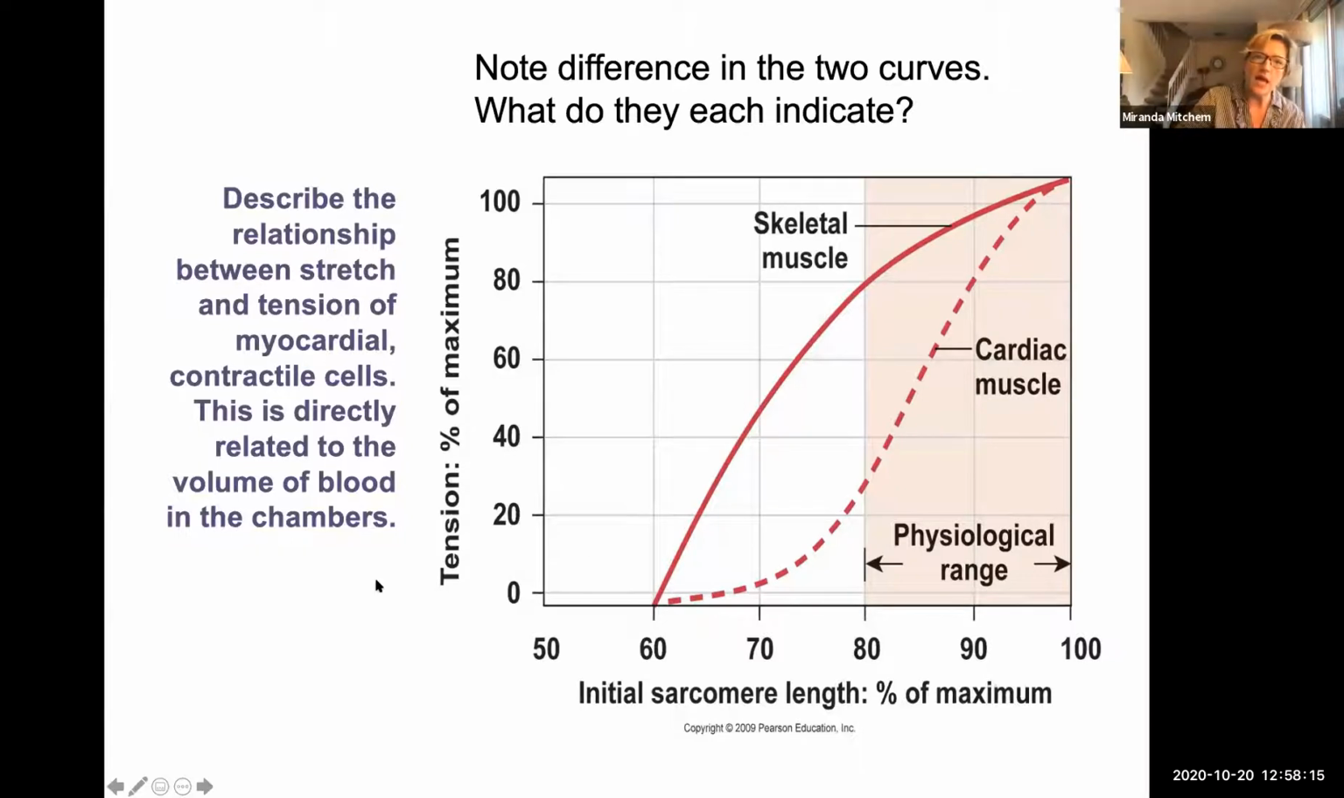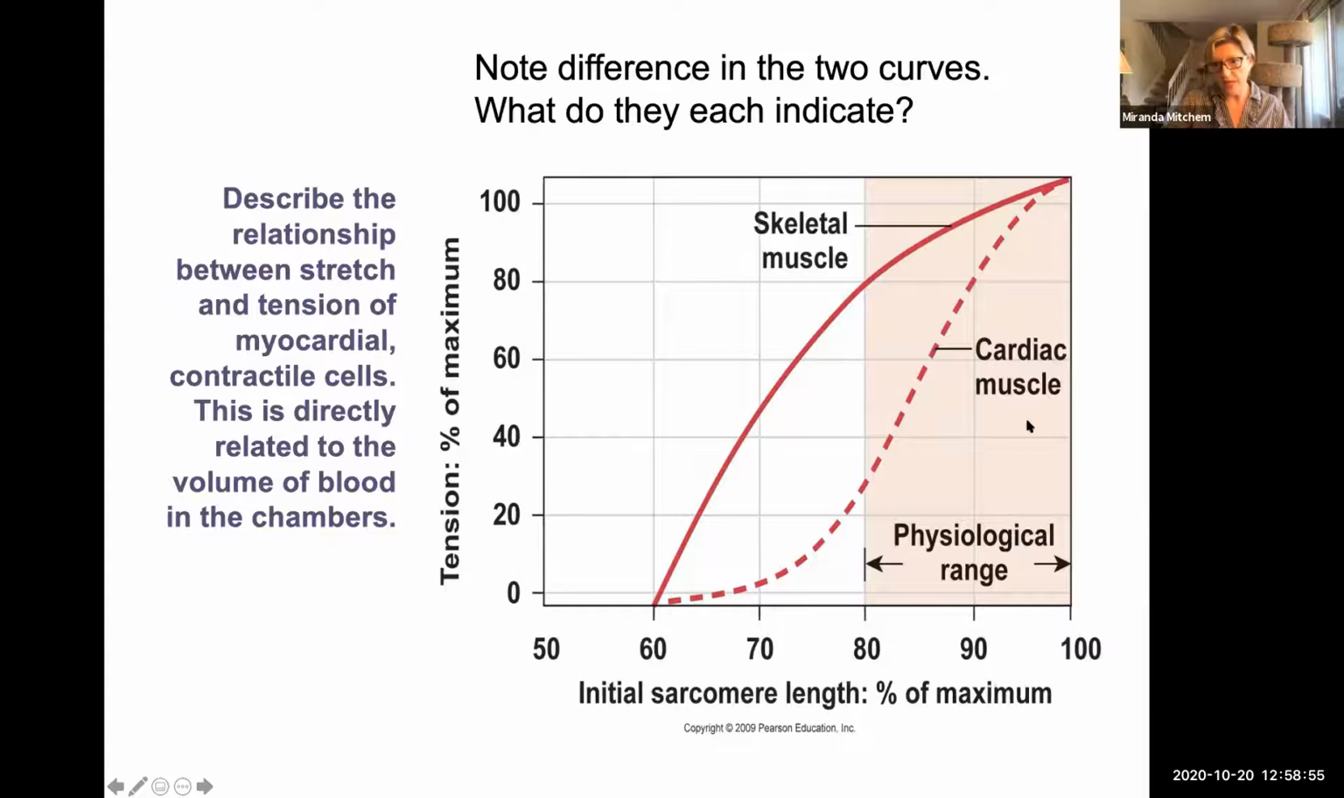Okay, so what we're looking at now is the relationship between stretch and tension in skeletal and cardiac muscle. On the x-axis, we're looking at the ratio between the initial length of the sarcomere and its percent of maximum, or percent maximum of sarcomere length. On the y-axis, we're looking at the percent maximum of tension. So the relationship between stretch and tension. The solid line is skeletal muscle. The dotted line is cardiac muscle.